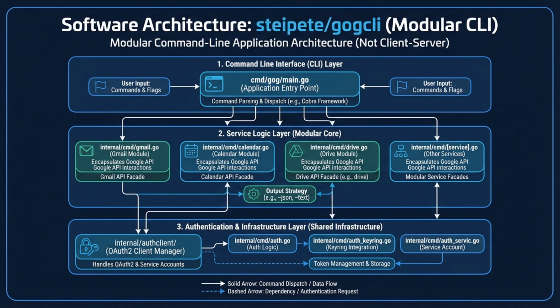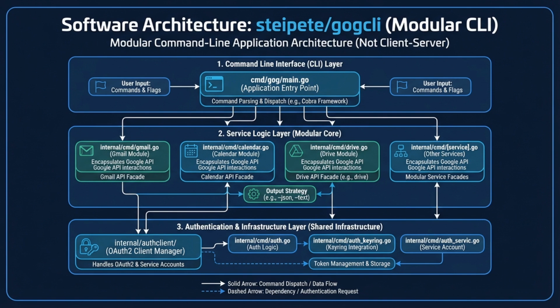The authentication layer is where gogcli truly shines. It leverages github.com/99designs/keyring to interface with OS-native secure storage: macOS Keychain, Linux Secret Service, Windows Credential Manager. For headless environments where no keyring exists, it falls back to an encrypted on-disk store protected by password. This dual-mode security model is uncommon in CLI tools.